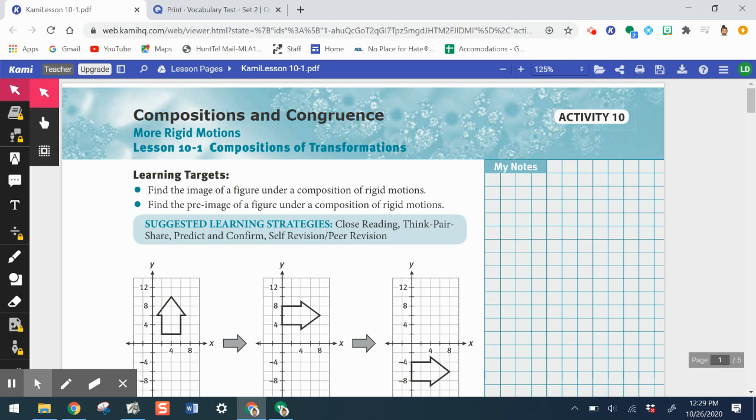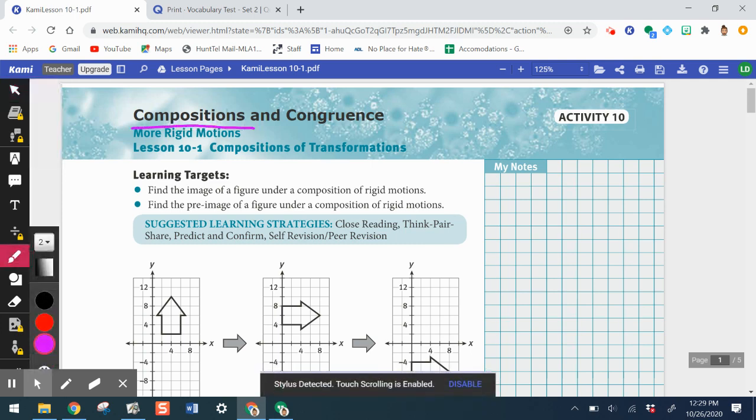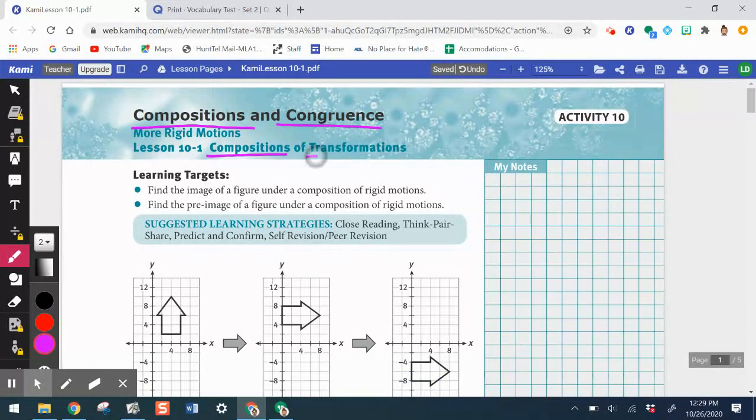Welcome back. We are on none other than lesson 10-1, titled Compositions and Congruence. And we are going to focus mainly on compositions of transformations.